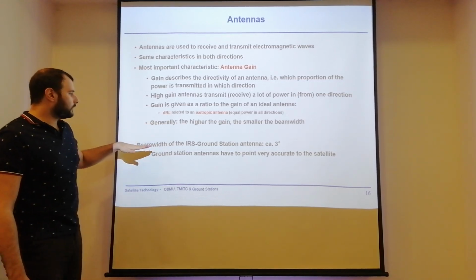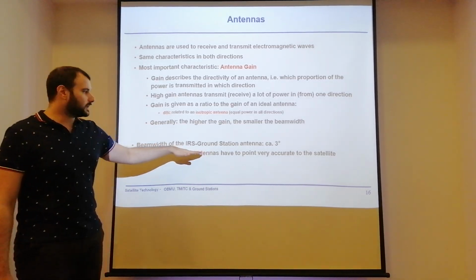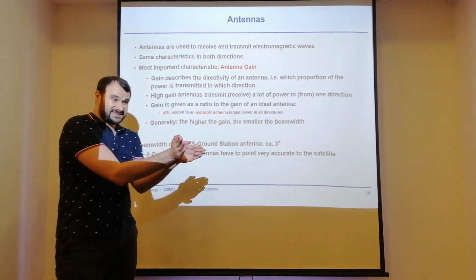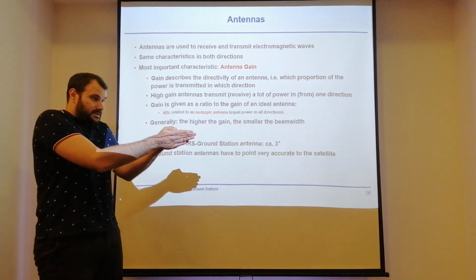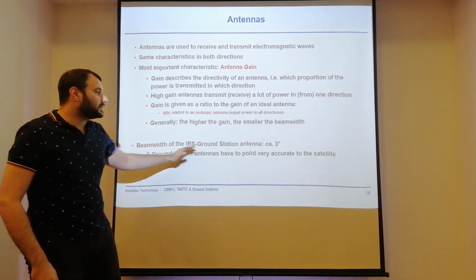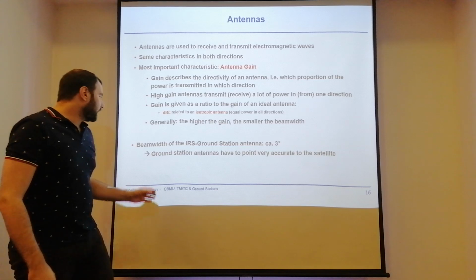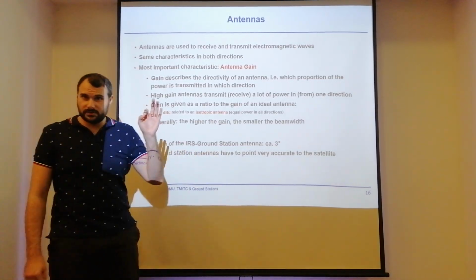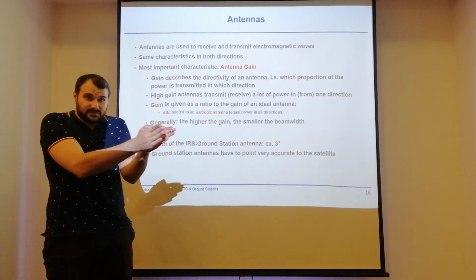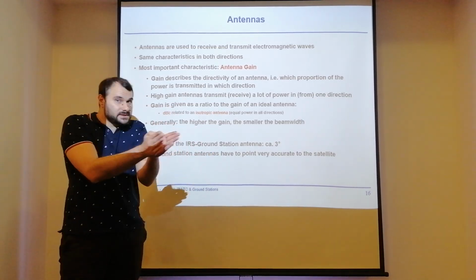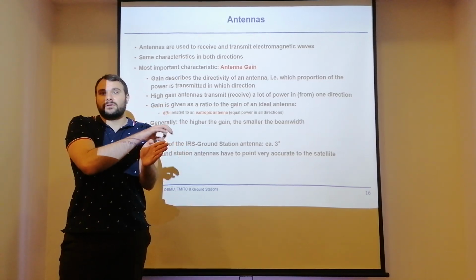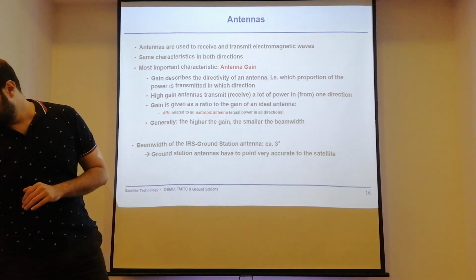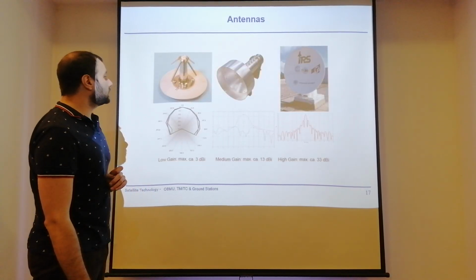And as an example, for a ground station for small satellites, like in the IRS, the antenna has a beamwidth. So this is the angle, how narrow our antenna opening angle is, about 3 degrees. And that means our ground station antenna has to point very accurately to the satellite within those 3 degrees. Otherwise, if we mispoint, we have a lower signal, we might not be able to receive our signals from the satellite. So what are commonly used types of antennas?